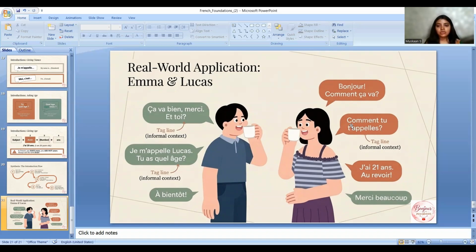Then she is asking the question, comment tu t'appelles? What's your name? Then he is answering, je m'appelle Lucas. Et tu as quel âge? Then he is asking the question about age. J'ai 21. Au revoir. À bientôt. Merci beaucoup. Okay, so that's how you will be making conversation in French.